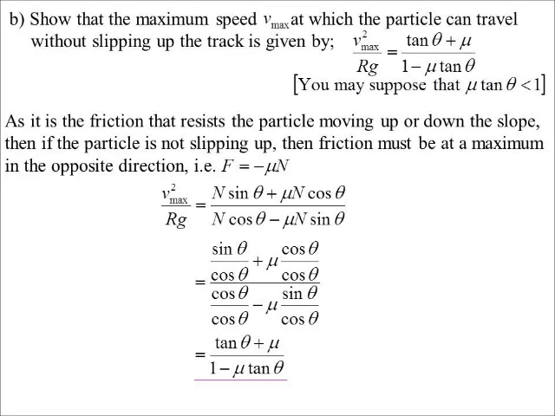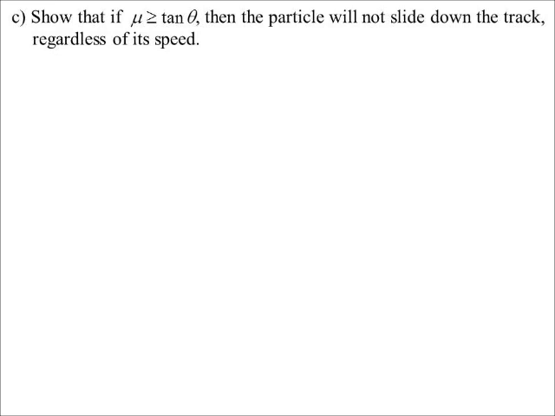So I guess the key to that is realising that friction is negative mu n in this situation. The resistive force would be going down the track. Now, suppose that mu is greater than tan theta, or equals it, then the particle will not slide down the track regardless of its speed. So it doesn't matter how fast you're going, you'll always go up or stay stationary, but you will not go down.